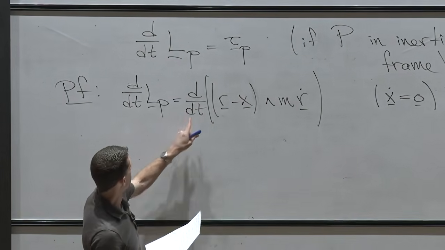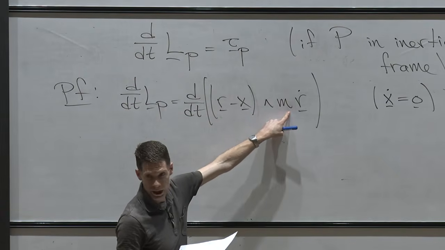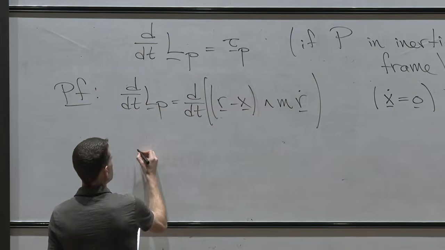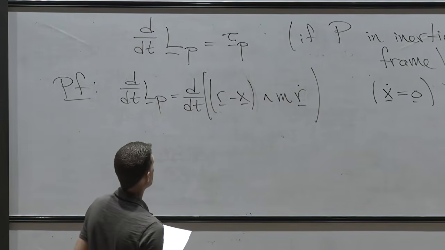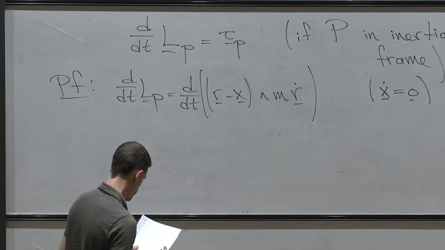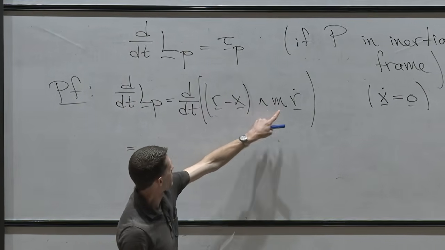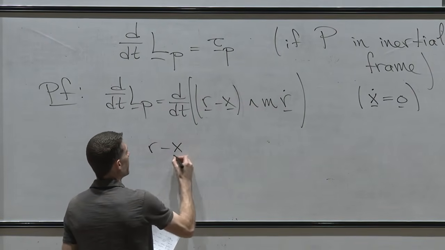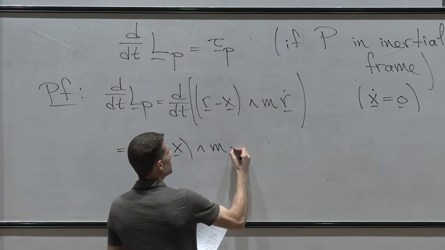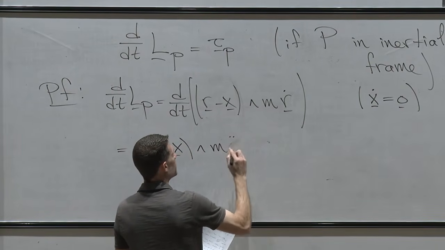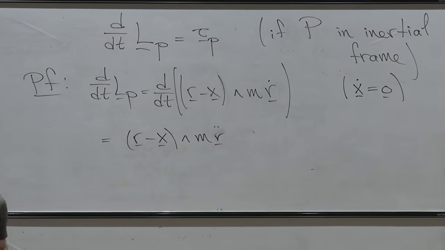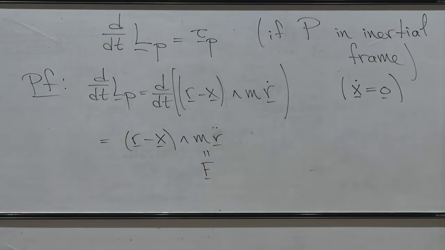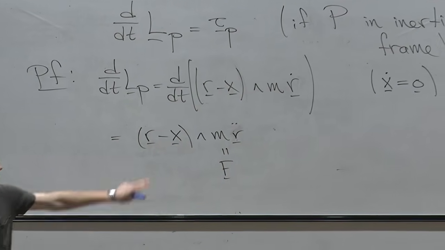And therefore, what do I get in this derivative? I get an r dot cross m r dot, which is 0. And I get an r double dot cross m r dot. Actually, yeah, so the r dot cross r dot goes away, and then I get an (r minus x) cross m r double dot. But m r double dot is F, whatever force is acting on the particle. And you see I've gotten back exactly to the definition of tau.